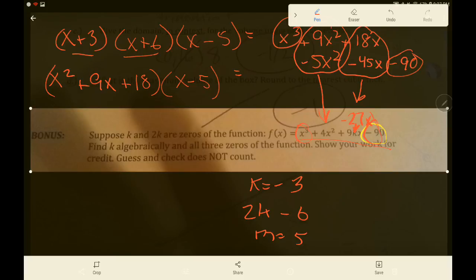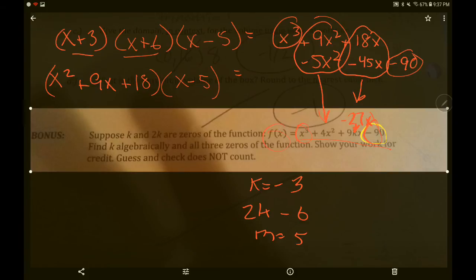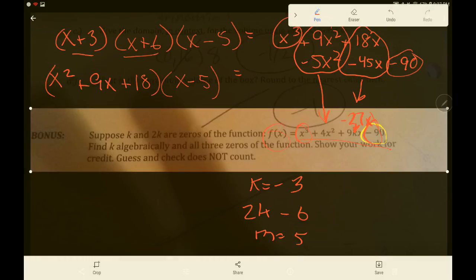We found it in a straightforward way, and then we just checked our answer by multiplying out those 3 binomials, x plus 3, x plus 6 times x minus 5, and we found that indeed, substituting negative 3 for k in this original function, we do get x cubed plus 4x squared plus 9kx minus 90, and so it all checks.